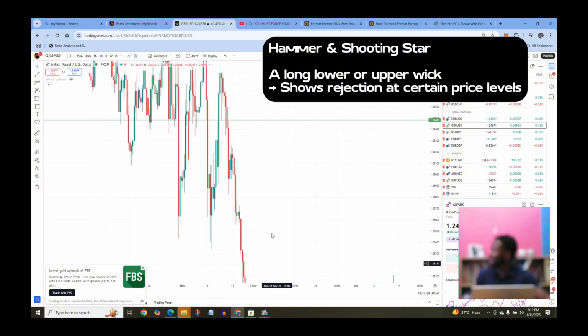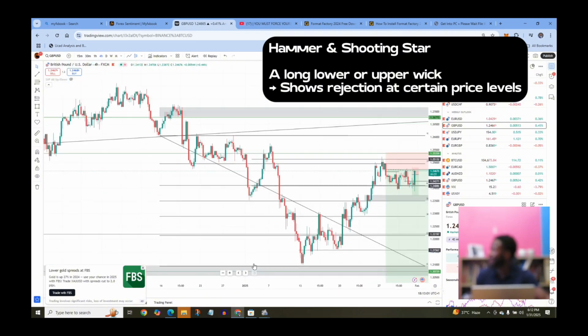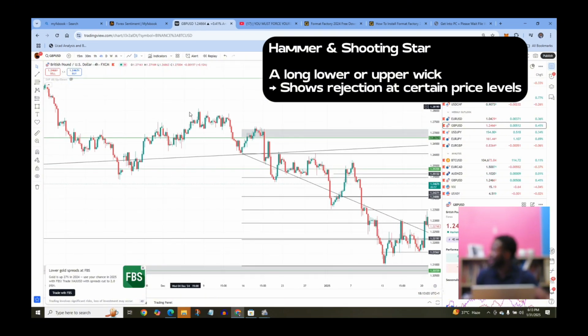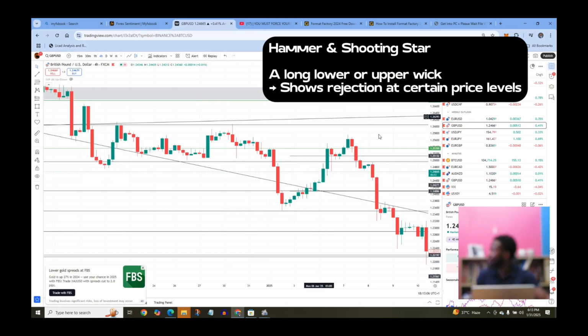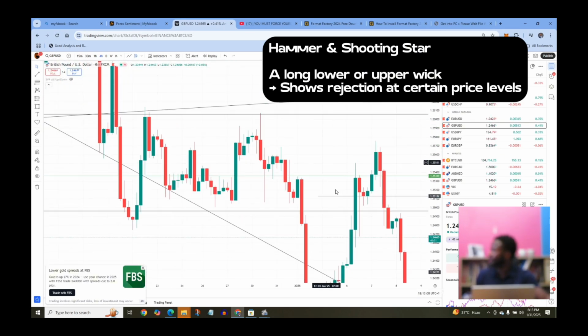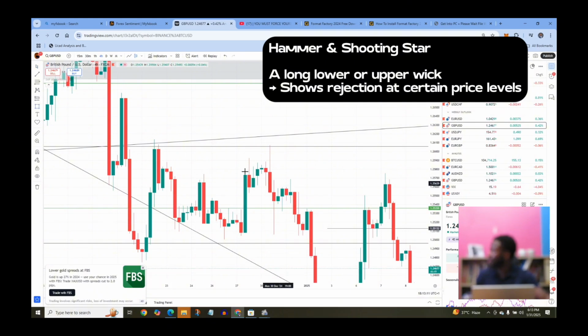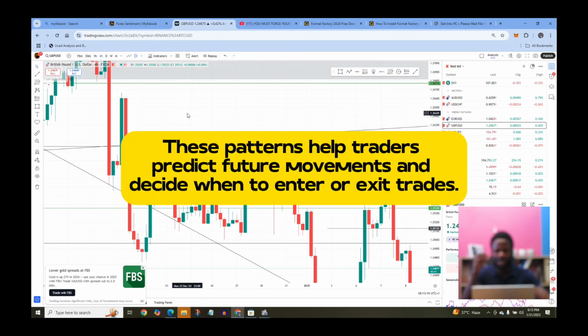They are usually at the top of a trend. All right. Yeah, see that guy. Let me show you this one. Long upper wick. All right. They usually signify what? Rejection. So these patterns help traders to predict future price movement and decide when to enter or exit a trade.